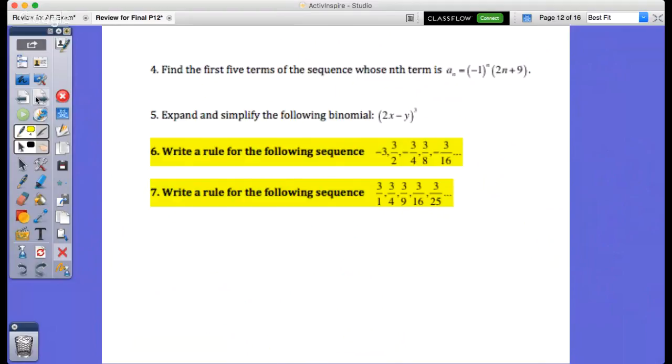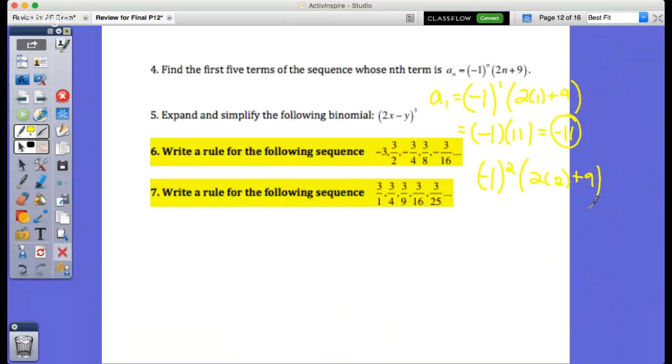If I was gonna do, let's say, 1, make sure I say A1 equals -1 to the first times 2 times 1 plus 9, right? So -1 to the first is -1, right? I know this is very monotonous. 2 times 1 is 2, plus 9 is 11. 11 times -1 is -11. That's the first term, right? Then go plug 2 in, right? -1 squared, right? Times 2 plus 9, right?